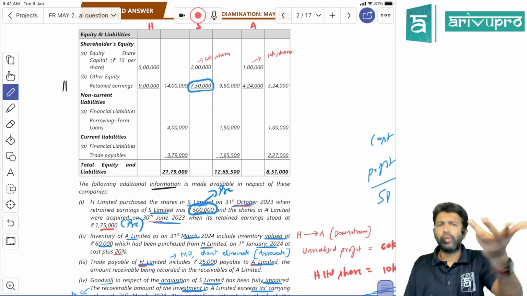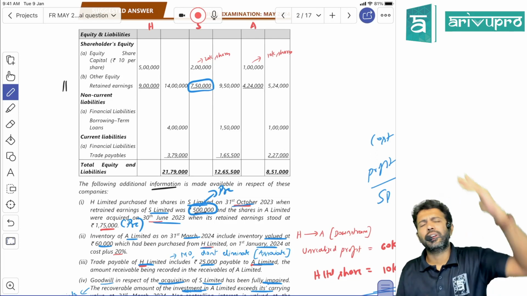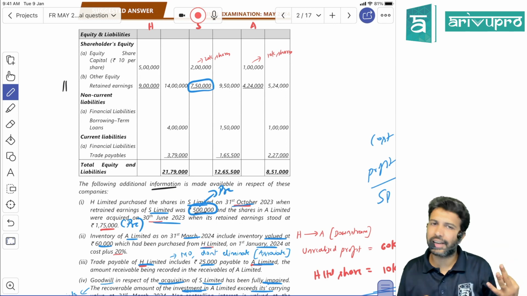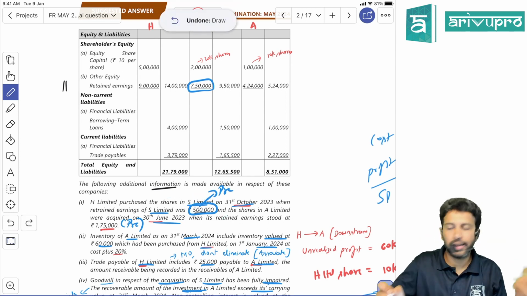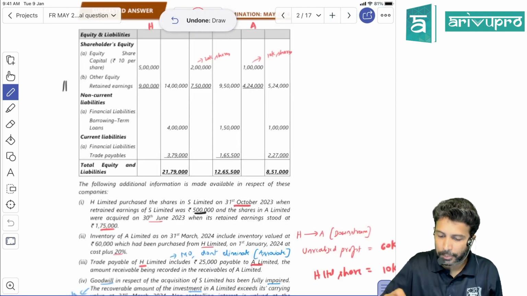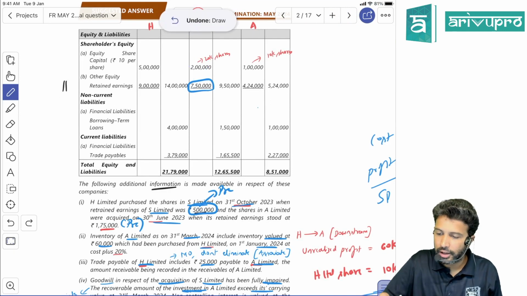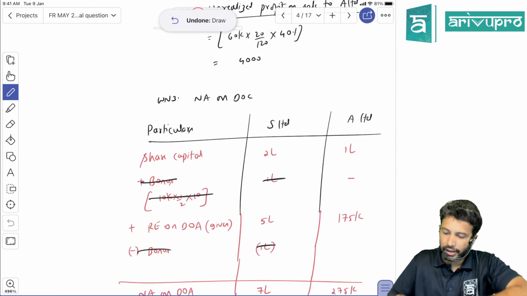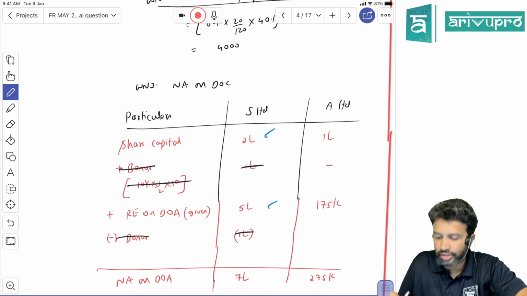Okay. So how do you calculate net assets on the date of control? Share capital and all the other equity portion. So here retained earnings is 5 lakh. Take that. So first is share capital. What is share capital of subsidiary company? 2 lakh. So share capital is 2 lakh. Retained earnings on the date of control is 5 lakh.